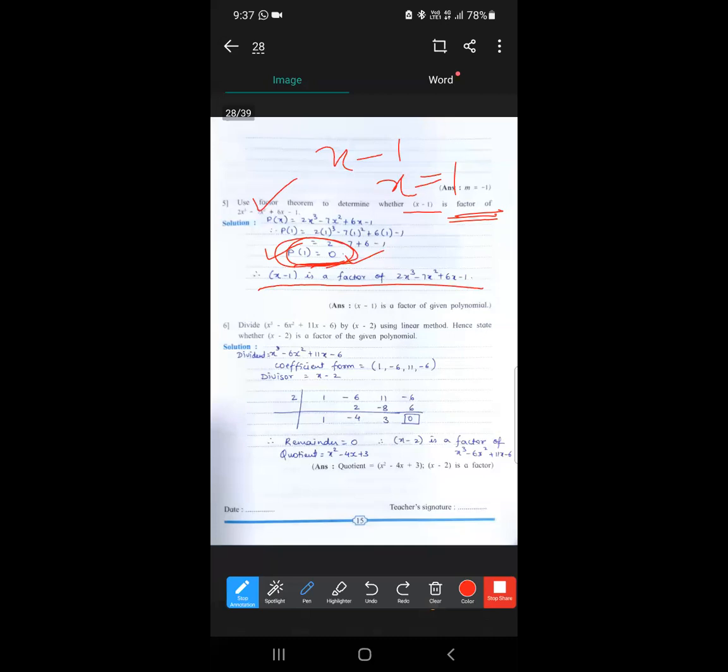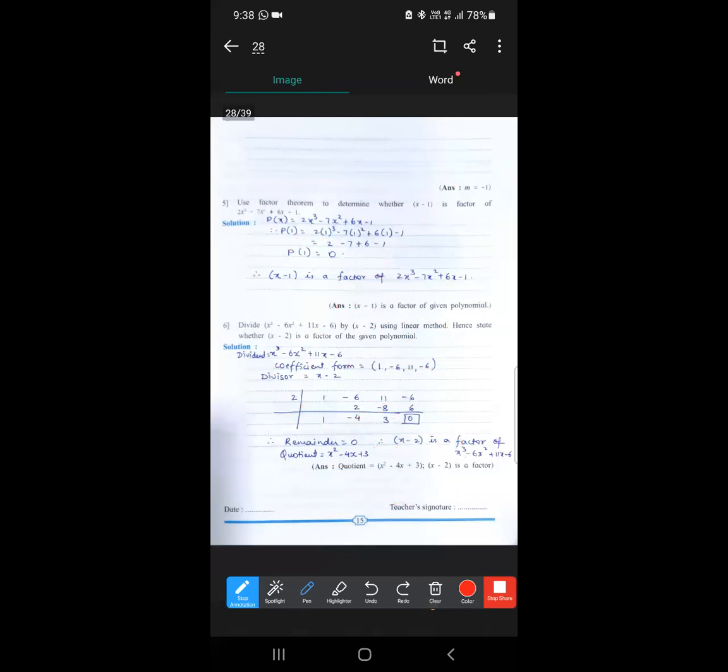Again, I will repeat, students. Here, a factor is nothing but the remainder should be 0. A simple example: when you carry out a simple division, if I say 15 divided by 5, 3 fives are 15, normal division you are doing, then 0. This 0 is nothing but the remainder. So this 5 is a factor of 15. Why? Because you are getting the remainder as 0.